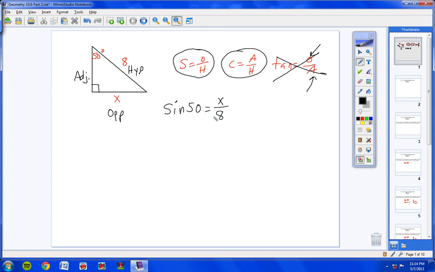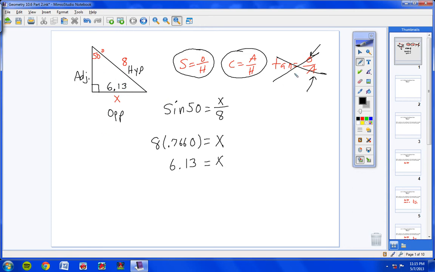Now whatever the bottom of your fraction is, you multiply both sides by that number. I'm going to multiply the right side by 8. That would leave me with x. I'm going to multiply the left side by 8. And when I do that, I have 8 times the sine of 50. Now I'm quickly opening my calculator up, turning it on here. The sine of 50 is 0.7660. Make sure you're in degrees. And then, of course, if you multiply those two numbers together, you will come up with 6.13. So that's what x equals. So now I know the length of this side right here.